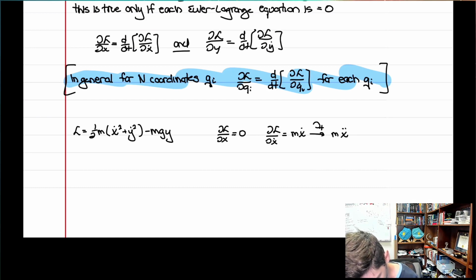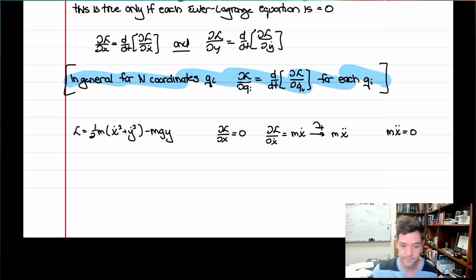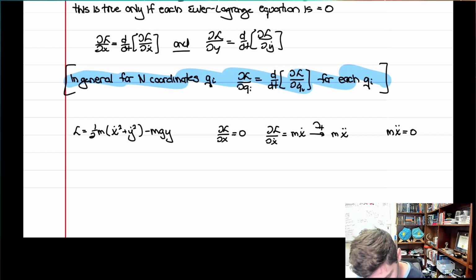So it looks like this Euler-Lagrange equation says that mx double dot equals 0, which is what we would expect. There are no forces in the horizontal direction, so F equals ma says that mx double dot equals 0.